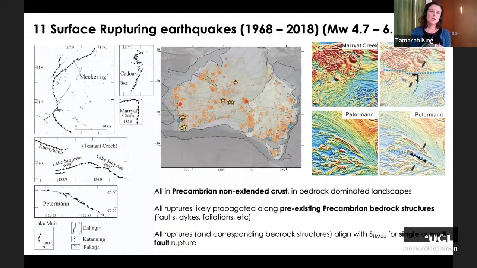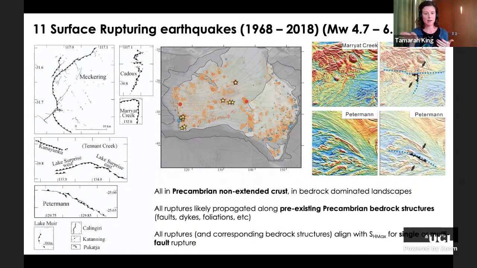The right-hand slide there shows you that we build this case in Australia that all of the surface ruptures historically have occurred on pre-existing bedrock structures. So that's pre-Cambrian faults, foliation planes, dike intrusions, any planar feature that might act as a fault. If it's well aligned with SH max, the direction of maximum compressive stress, those bedrock structures seem to be capable of hosting moderate magnitude earthquakes and rupturing to the surface.